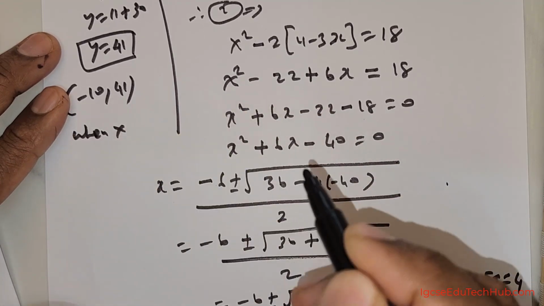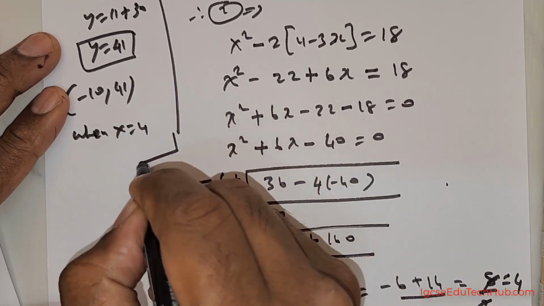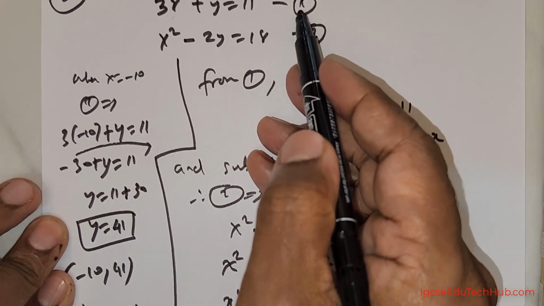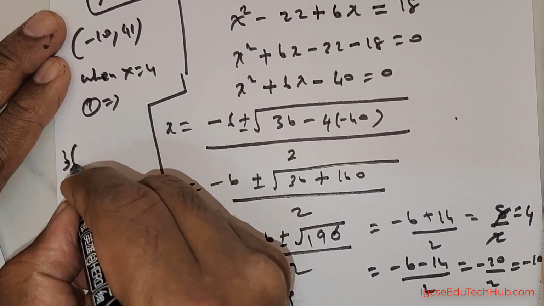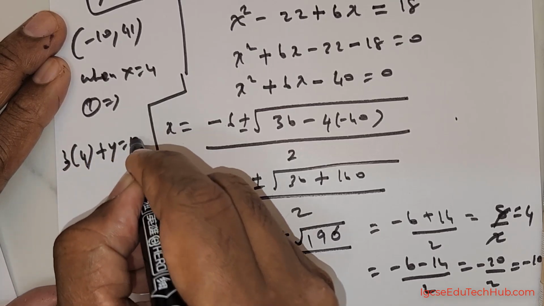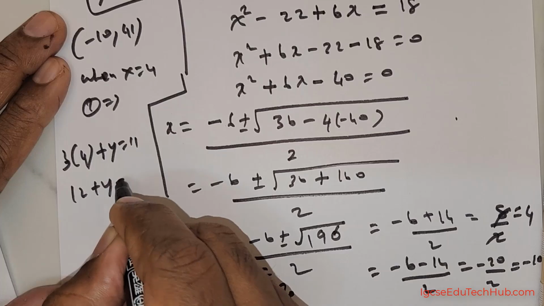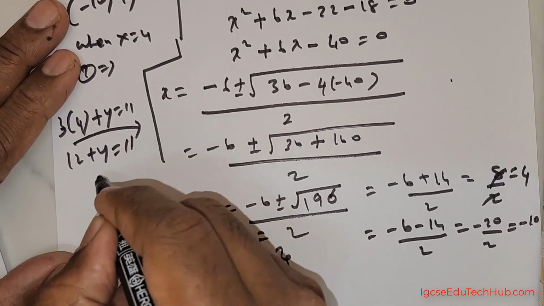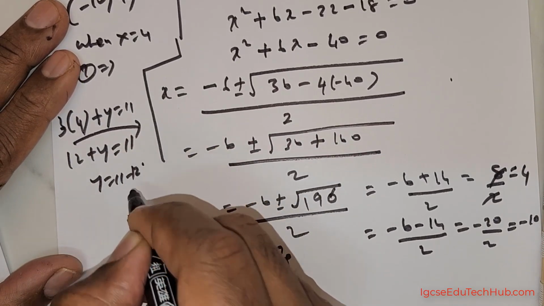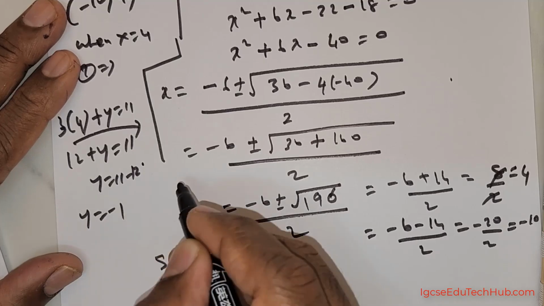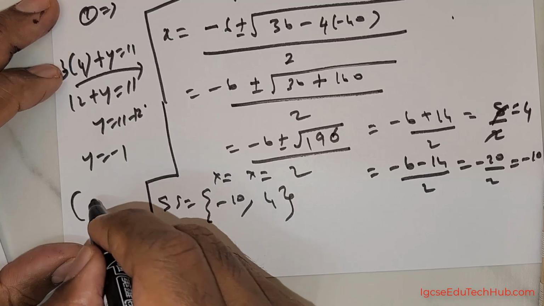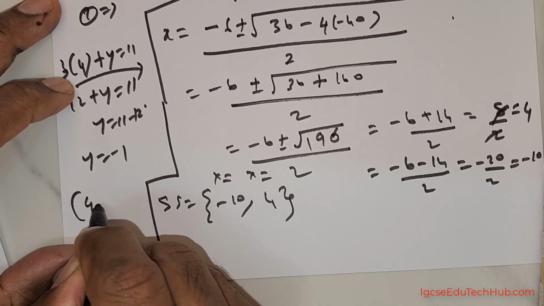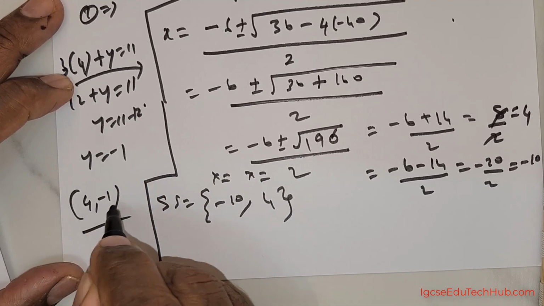Now the next value, when x = 4, the same thing, you make the substitution over here. 3 times 4 + y = 11. So 12 + y = 11. Move this 12 to the other side. So y = 11 − 12, which means y = −1. So when x = 4, you have y = −1.